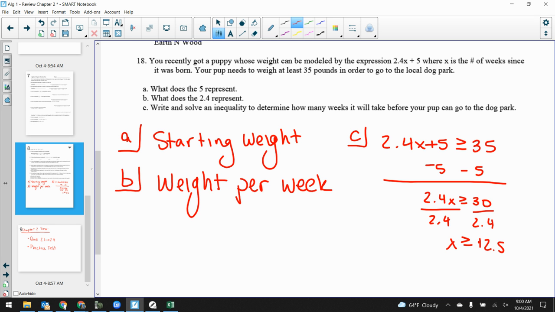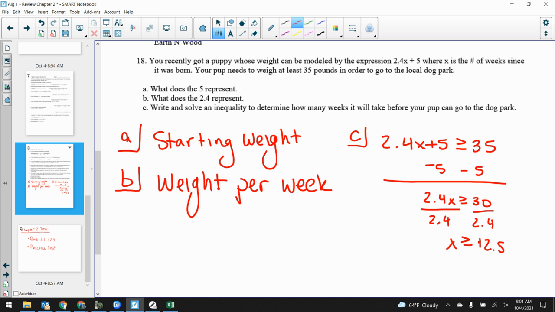So how many weeks is it going to take? 12. I would accept 12 and a half weeks. Why? Because is this going to be something that's going to be continuous? Yeah, it's not like every week 2.4 pounds pops on. That doesn't happen like that. It's happening gradually, right? So I would say, okay, about 12 and a half weeks, that's when we can go to the dog park. So at least 12 and a half weeks or more. I probably would accept 13 weeks or more. Like maybe you're weighing them once a week. I get that too. So I would accept a lot of answers there. Any other questions about number 18?